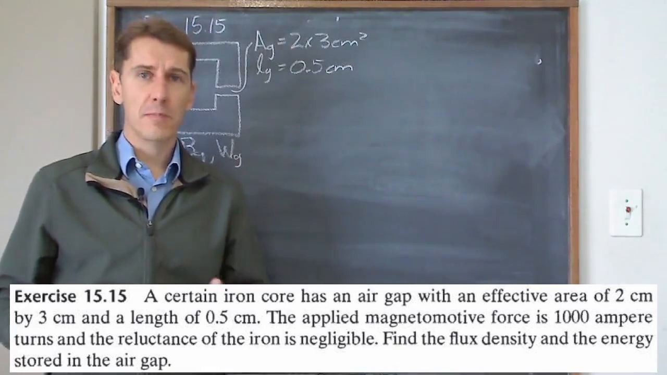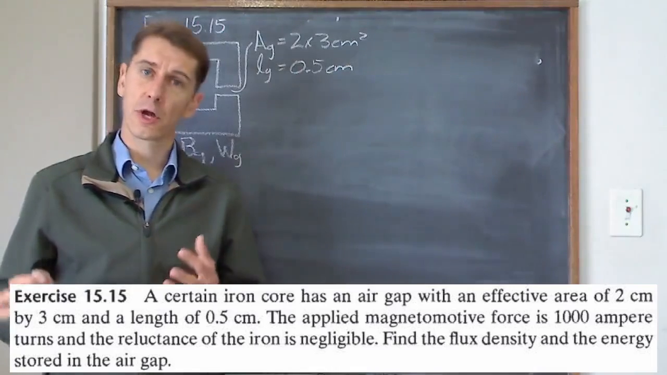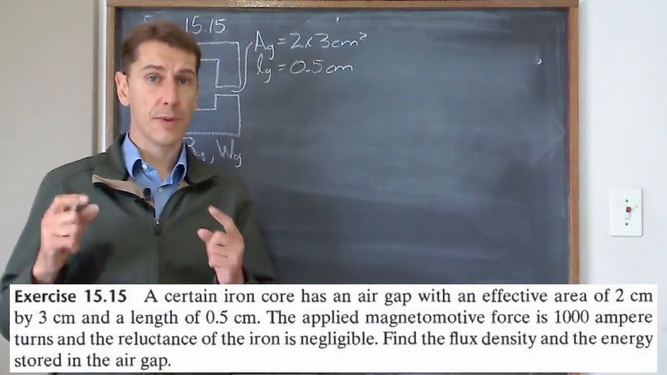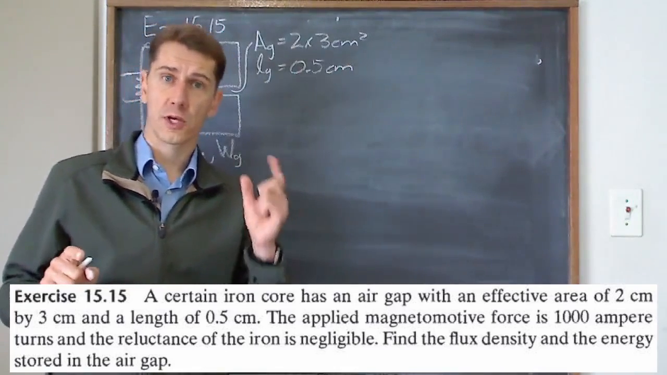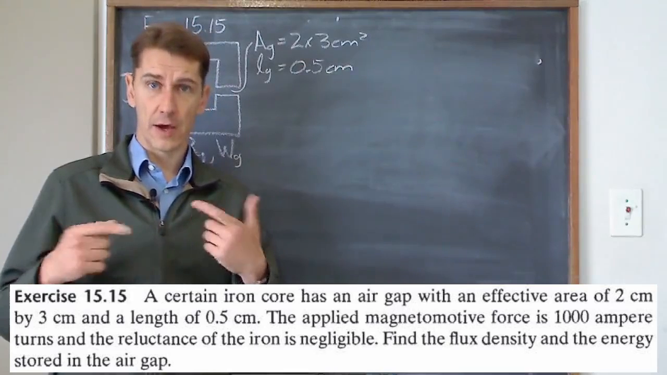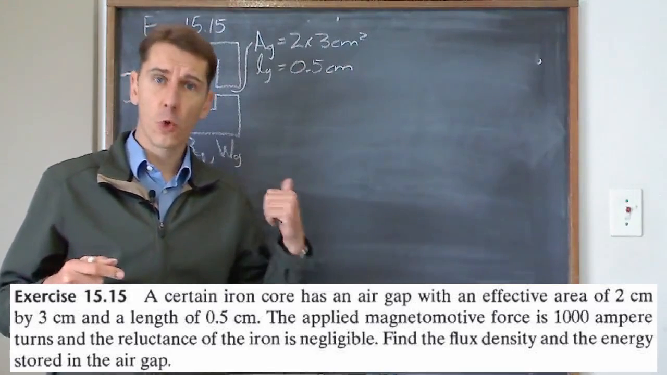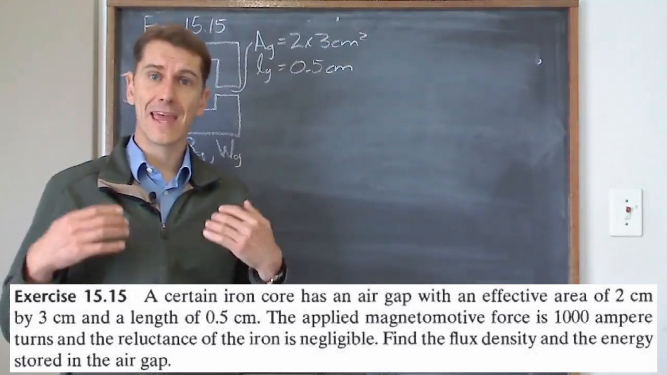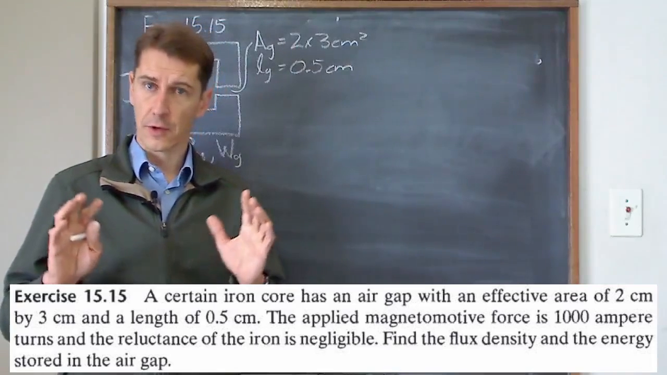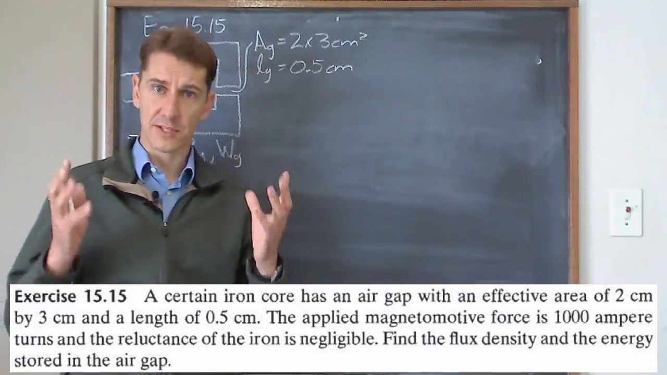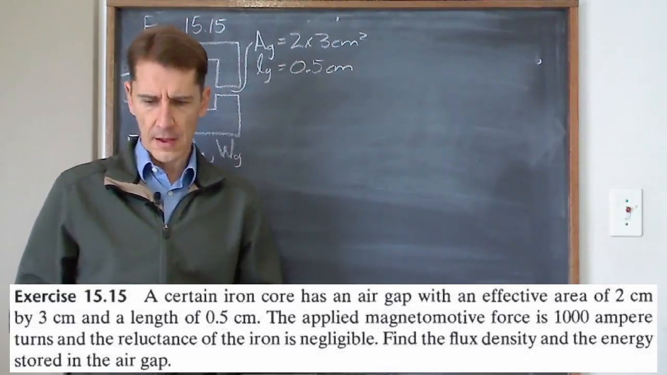They don't give the dimensions of the core material because we're going to ignore the core. So you're not supposed to add the 0.5 to the core's cross-sectional area dimensions. It's not the core that's 2 by 3, it's the air gap's effective area that's 2 by 3. So the effective area is going to be 6 square centimeters.